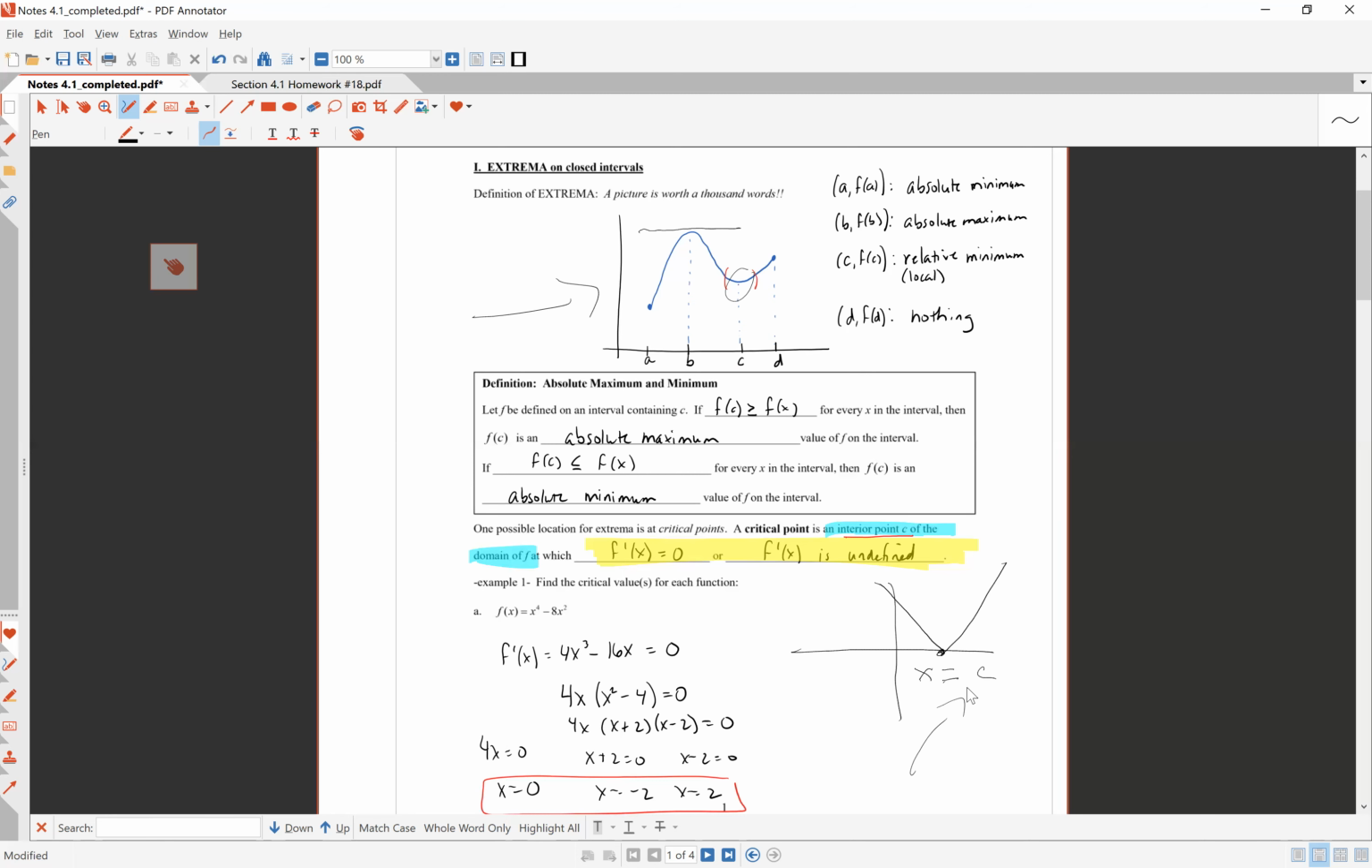So the derivative of x to the fourth minus 8x squared is 4x cubed minus 16x, and then just fully factor. We see the critical points occur at x equals 0, x equals -2, and x equals 2. These three points are where the derivative is 0. If you actually graph that function, that's where you might get a change in direction of the graph.